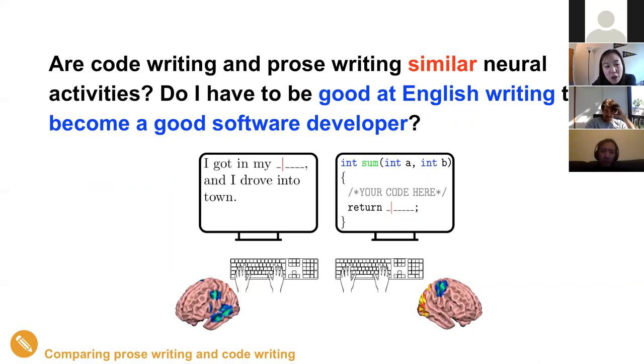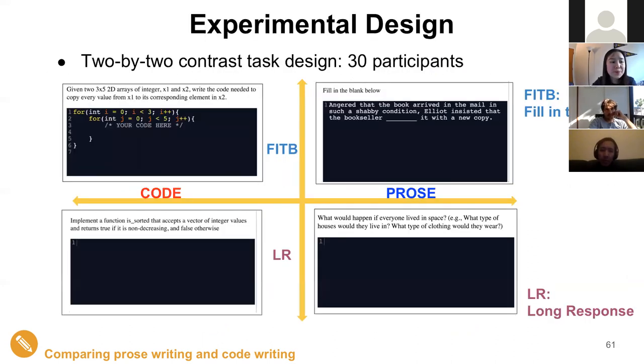So the high-level question is, are code writing and prose writing similar neural activities? Informally, is being good at writing associated with being a good software developer? In this study, participants conduct both code writing and prose writing tasks. Here we used a 2x2 contrast task design for both code writing and prose writing. We designed two types of tasks. The first type is called the fill-in-the-blank tasks, FITB for short. You need to come up with a word or a line of code to make the entire sentence or function work. The second type is called the long response tasks, LR for short. You need to write a short essay or a function from scratch. We use fMRI to measure the participants' brain activities when they are conducting those tasks.